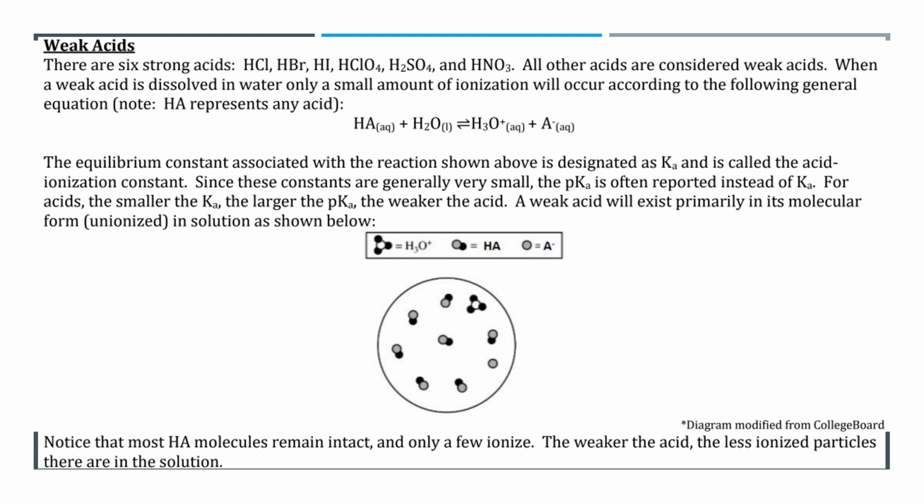So HA, any acid, plus water produces hydronium and then the anion. Your equilibrium constant is called the acid ionization constant. That's what we're going to use, a K sub A. Since these are very small, we're going to use something called a pKa, and that's kind of like the pH, but not really the pH. It's the same calculation.